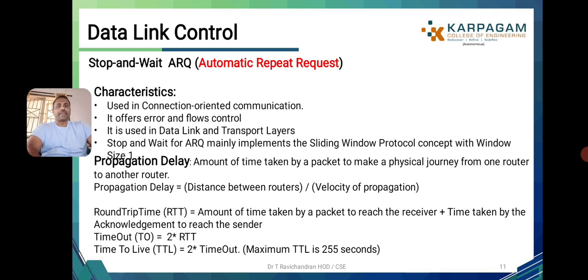The propagation delay is the amount of time taken for the packets to make the physical journey from one router to another router. The propagation delay is equal to the distance between the routers divided by the velocity of propagation. The round trip time, RTT, is the amount of time taken by the packet to reach the receiver plus the time taken by the acknowledgement to reach the sender.